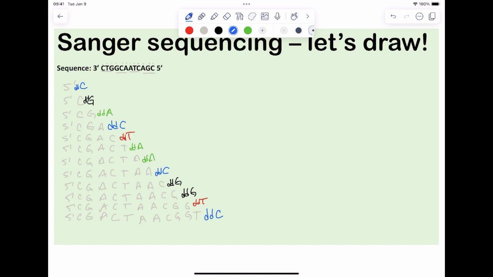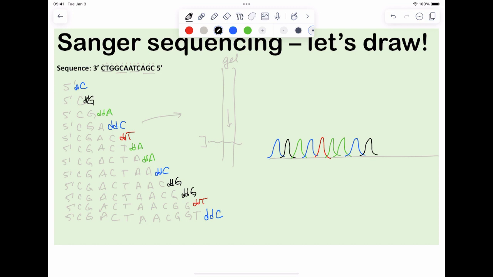Or even easier, can you read the chromatogram and tell me what the sequence is? So let's do that. Let's make the chromatogram. So this will end up going through the gel. We'll have our detector at the end as the sequences move down. And what it will end up doing is give us a series of peaks. The first one to show up is going to be a C. The next one to show up would be a G. Next one to show up would be an A. Then we'd have a C. Then we would have a T. We're going to get two A's in a row. Then you would get a C. You get two G's. A T, and then a C.